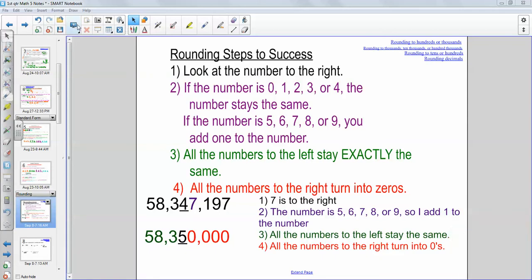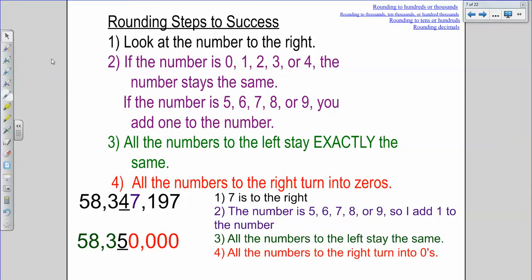Hi everyone. Today we're going to be doing a lesson on rounding, and we're going to be rounding to hundreds or thousands, rounding to 100,000. Those are all whole numbers. We're also going to be rounding decimals. It doesn't matter if we're rounding a whole number or a decimal, our steps to success are going to be the same. So I'm going to follow a set of rules every time when I round.